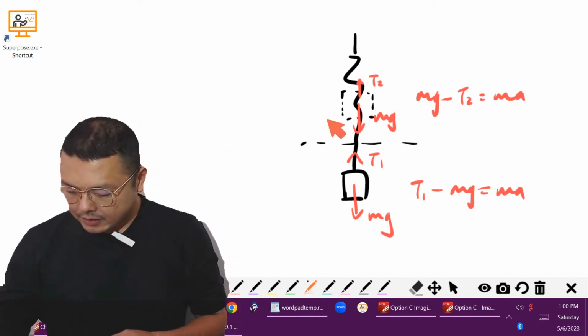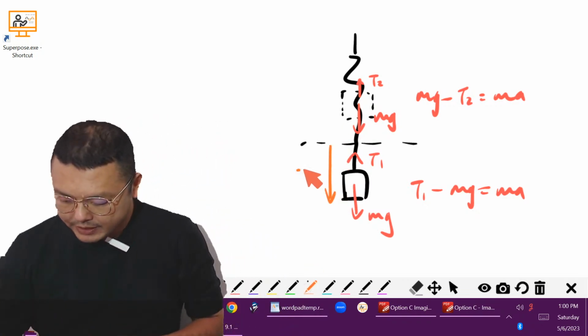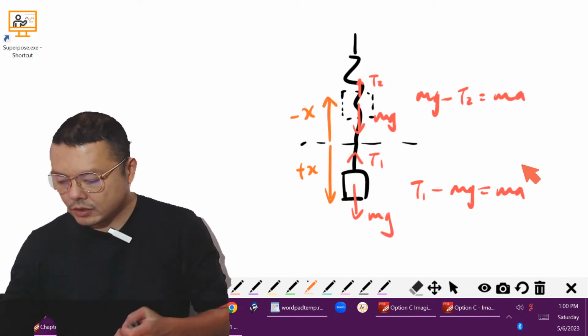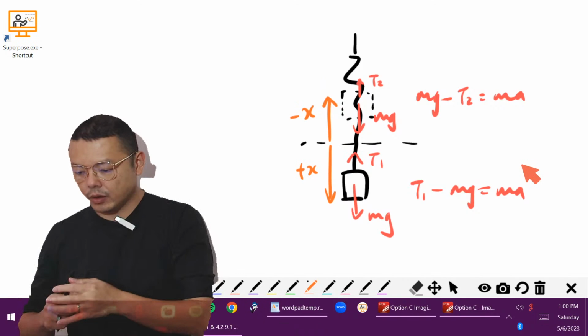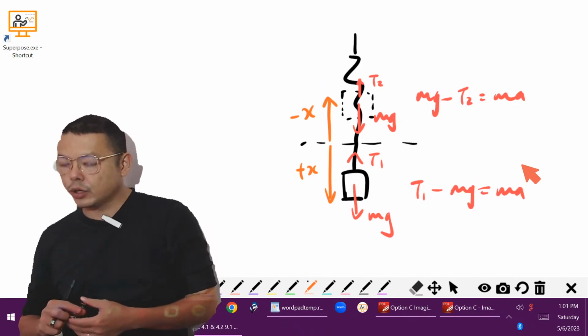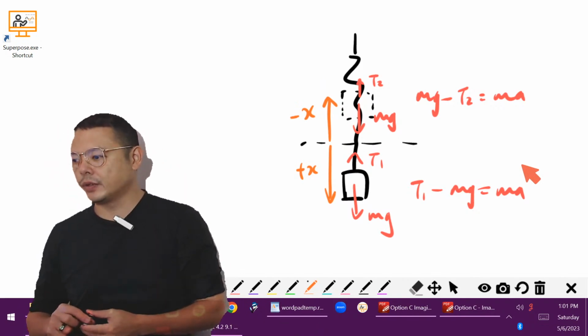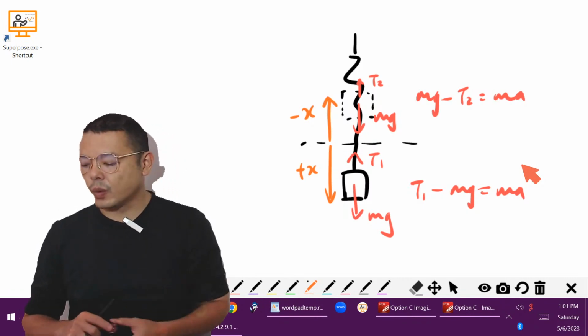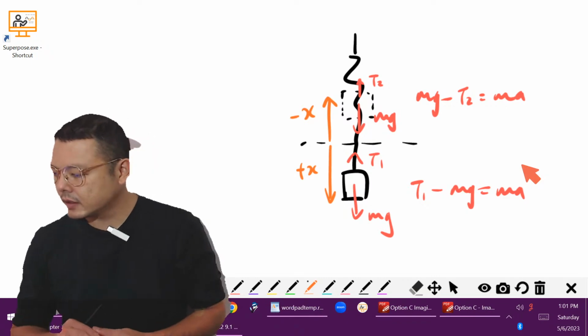If you consider this to be positive displacement, positive x, then this one here will be negative x. So your displacement will be based on which direction, up or down. You could choose up as positive, you could choose down as negative also. It really depends on where you want. But don't worry, later on we will settle this.